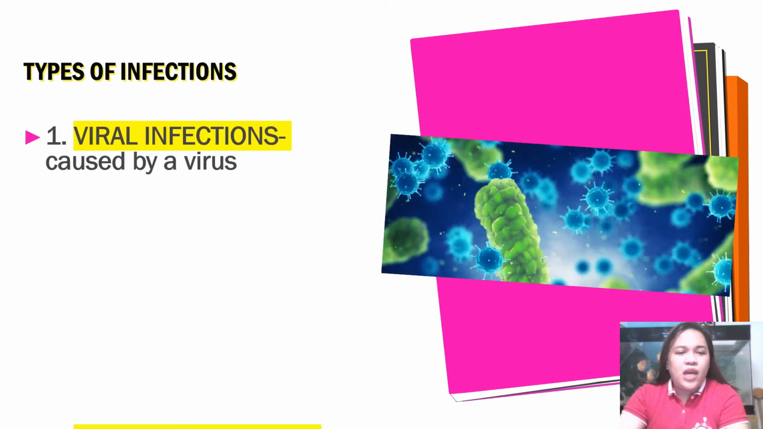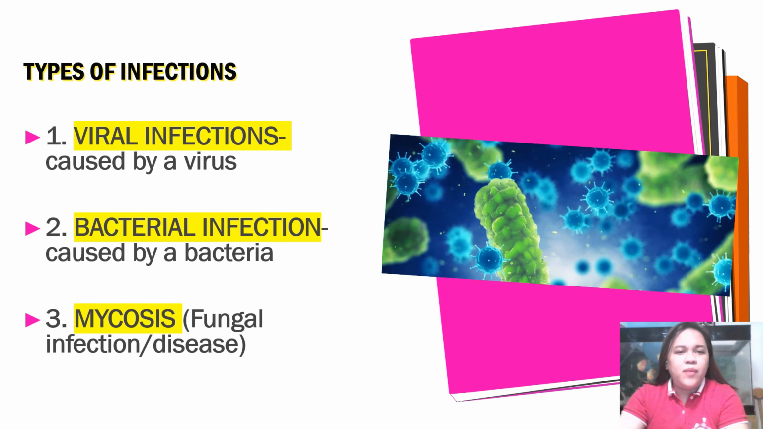We have the types of infection. We have 3. When it comes from a virus, it's called viral infection. When it comes from a bacteria, it is called bacterial. And when it comes from a fungi or fungal, it's called mycosis.